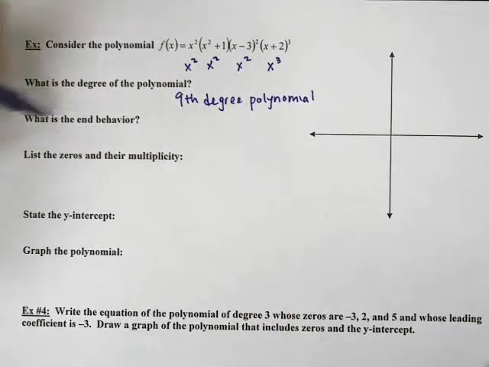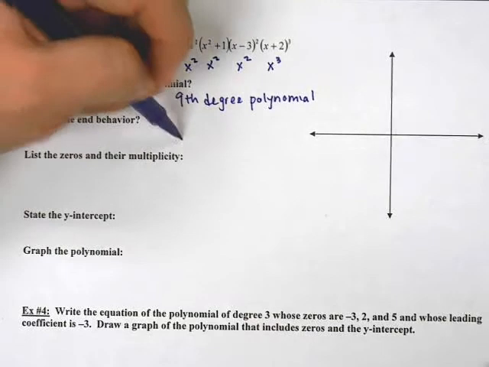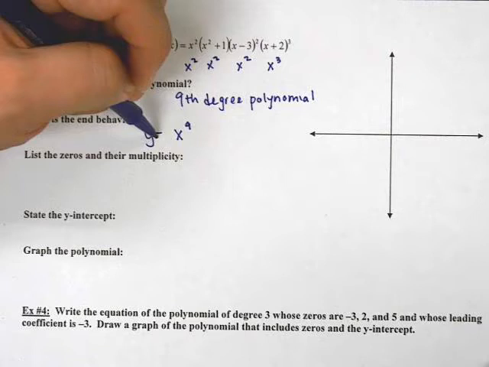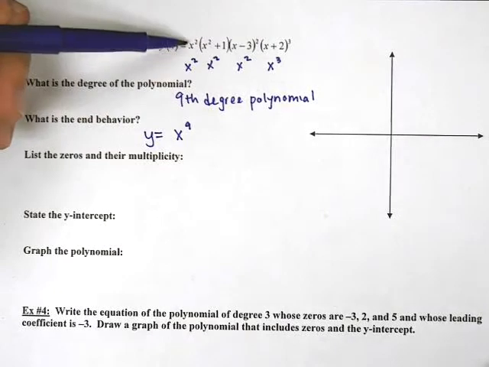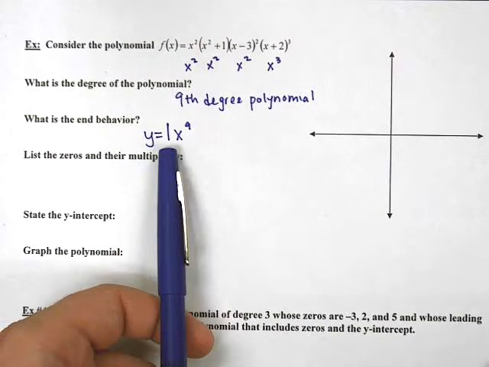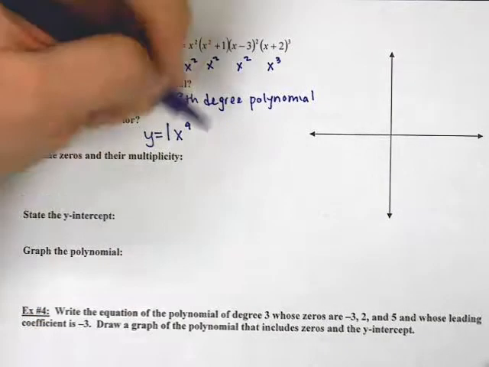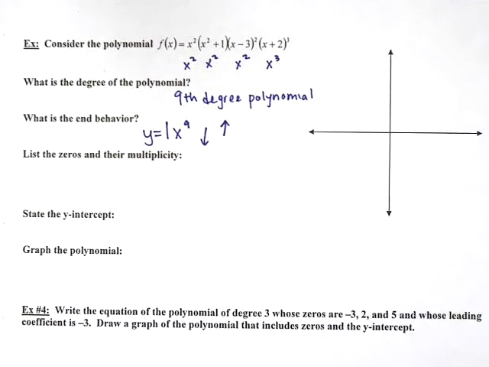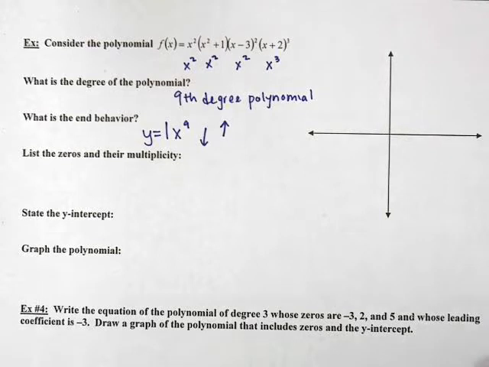Now, the end behavior, we just said it's going to be x to the 9th. The last thing we have to think about here is, what is our leading coefficient? Well, my a value, or what's out front, is just a 1. So I know it's positive, and it's odd, so this should go down to up. Alright? Now let's start to list the zeros.